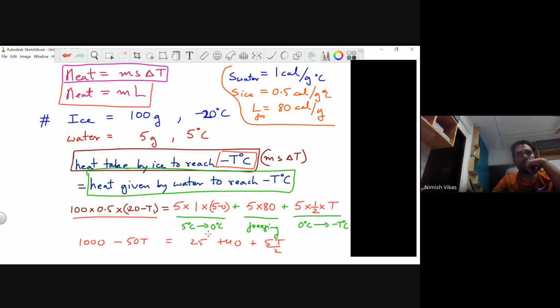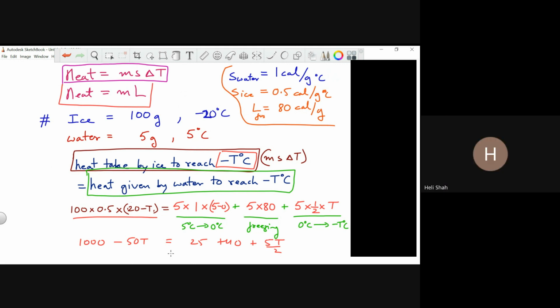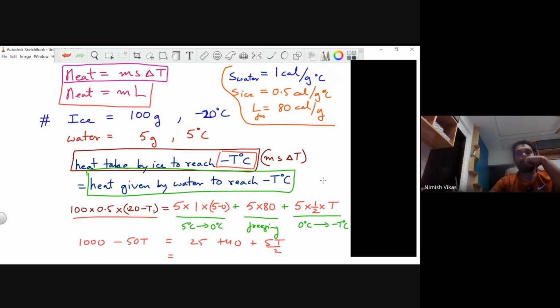Right, guys? Sir, I had a doubt in the previous step: when you're taking 5 into 1 by 2 into T, why is it not taken as minus T? See, change of temperature is higher temperature minus low temperature. 0 degree Celsius minus T degree Celsius.